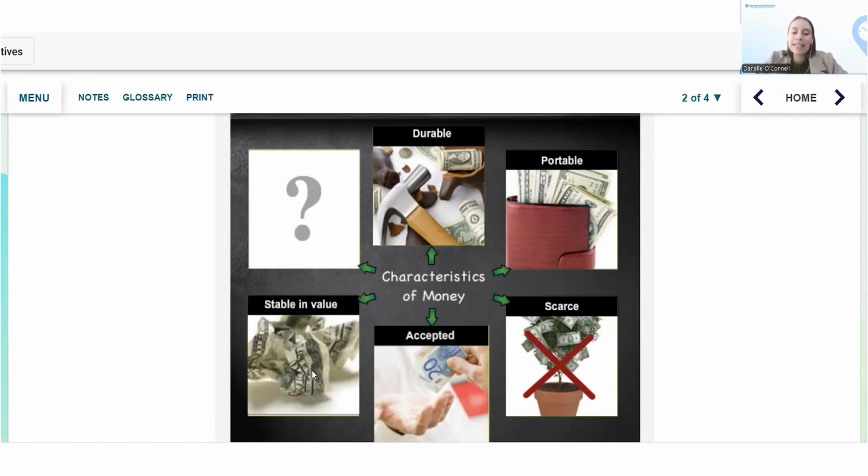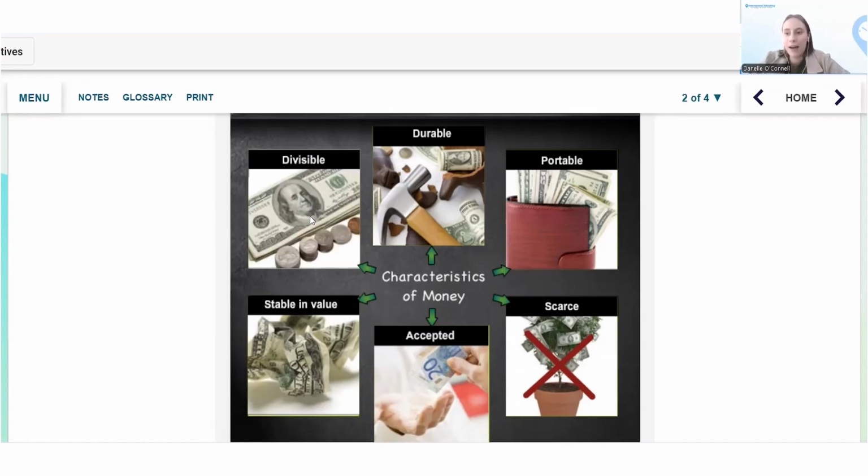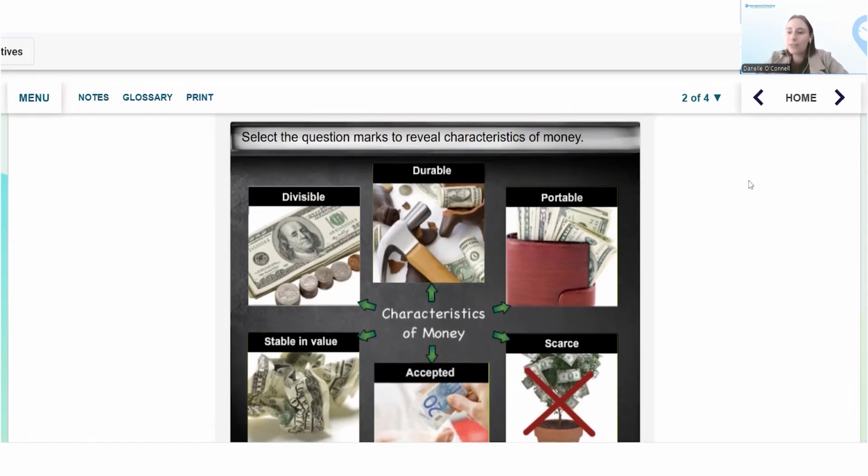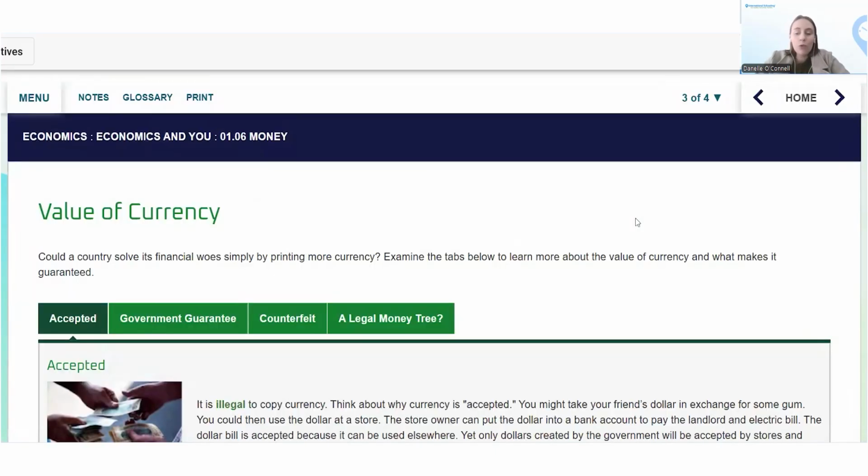Next is it is stable in value. As I said, $1 20 years ago compared to the $1 now, it's still $1. It hasn't changed. $10 hasn't become $1. And then next, divisible. I can take my $10 and I can get 10 $1. I can take my $1 and I can get 10 dimes. So it is divisible in certain transactions. Fantastic. Now that is our characteristics of money or currency.